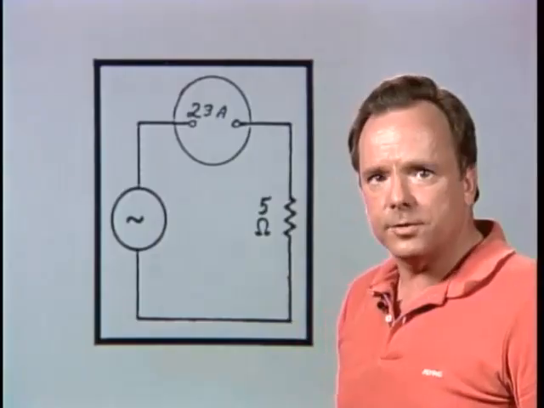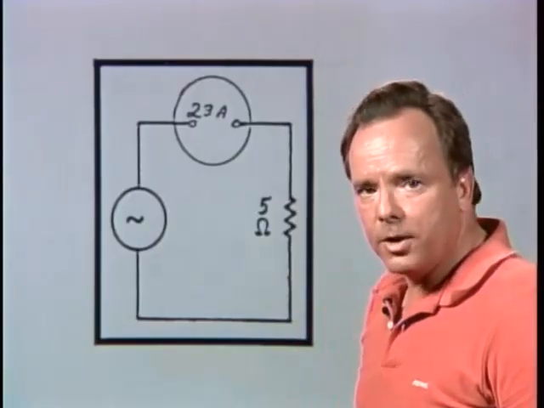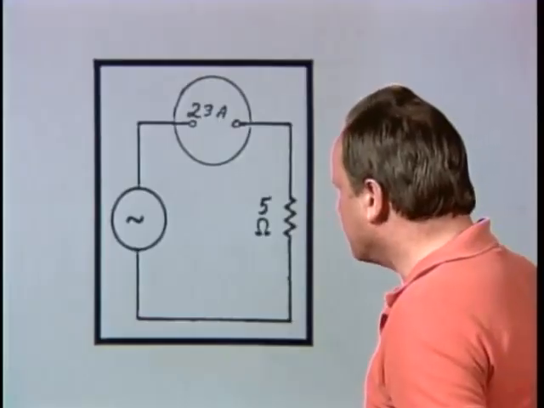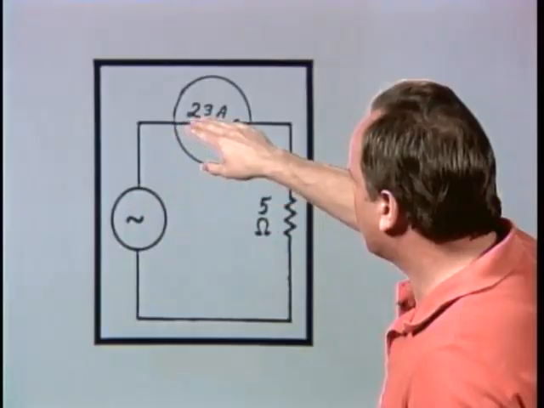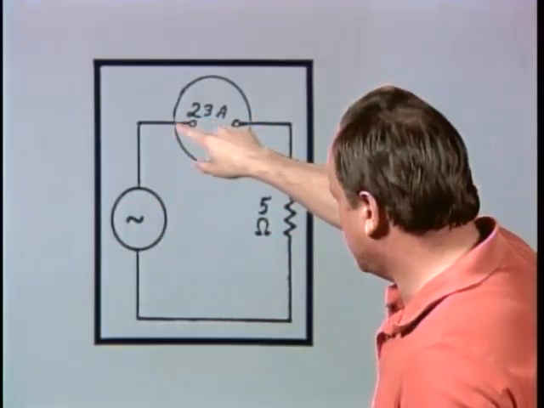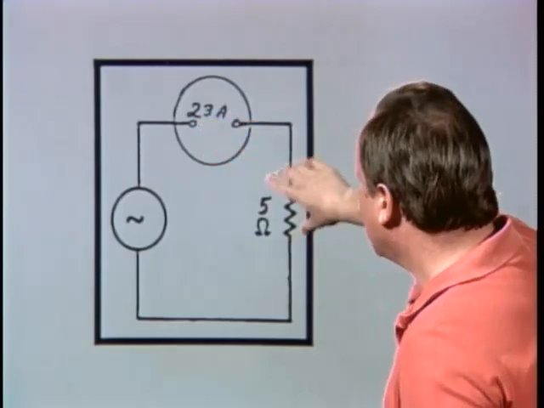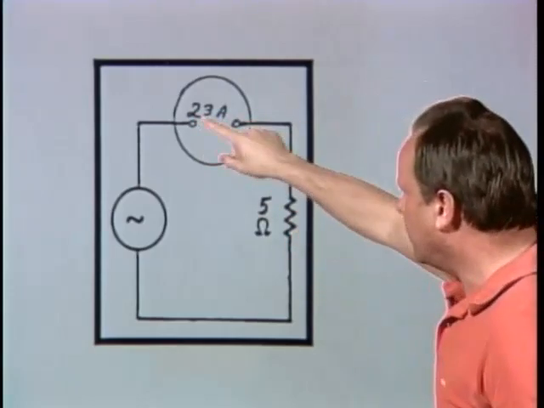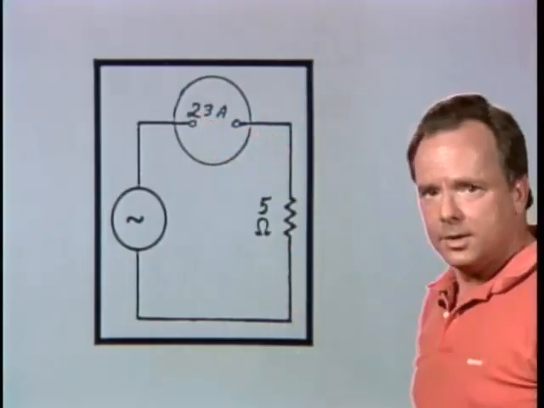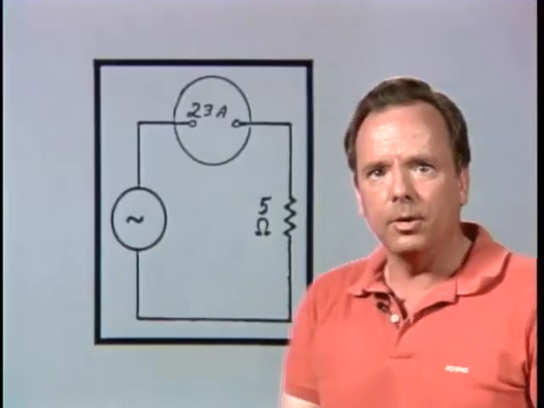Well, once again, first of all, you have to find the voltage before you can multiply the volts times the amps. Well, let's call this a generator. Let's call this a 23 amp meter here. It's an ammeter, and it's measuring 23 amps and a resistance of 5 ohms. And so we know the amps and we know the resistance. So now let's take a look at what we need to do to find volts.